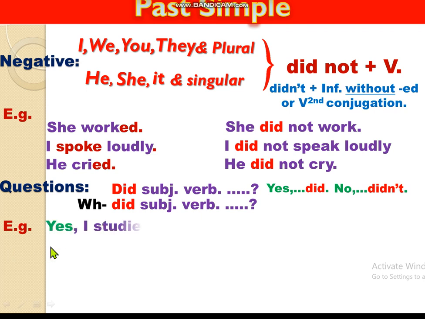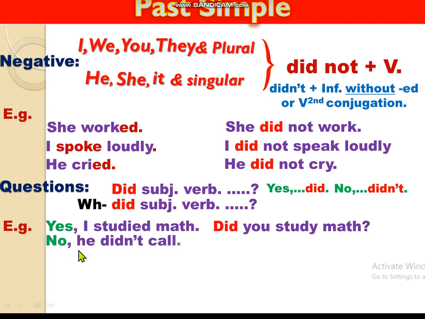Example: yes, I studied math. The question: did you study math? Of course, you know that we change it into you, my, your, mine, yours, and so on. We, our, and us, it's possible to change them or not. That depends on the meaning. No, he didn't call. Did he call?